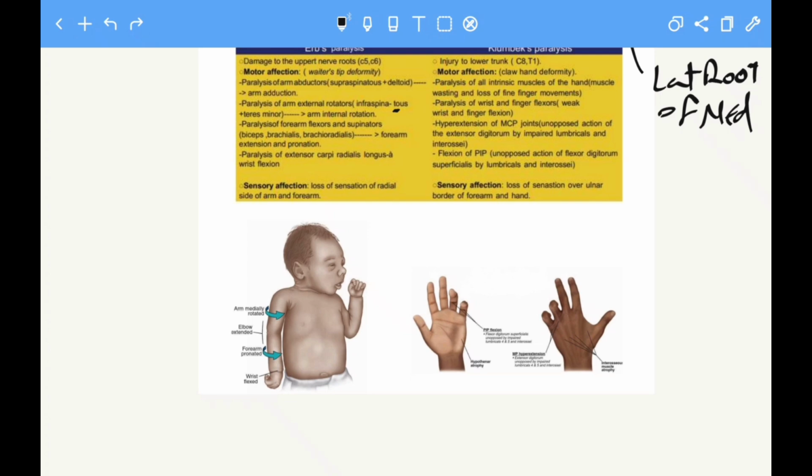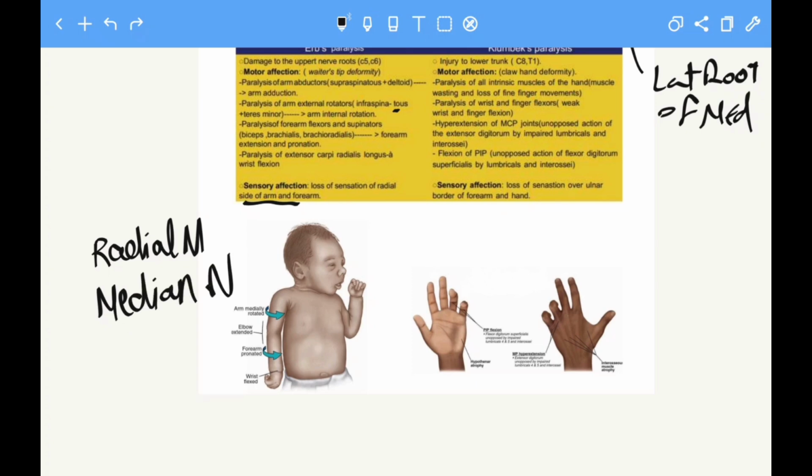And lastly, there is sensory affection, loss of sensation of the radial side of the arm, as the radial side comes from the radial nerve and median nerve, mainly the lateral root of median nerve. So there will be affection of the radial side of the arm and forearm.